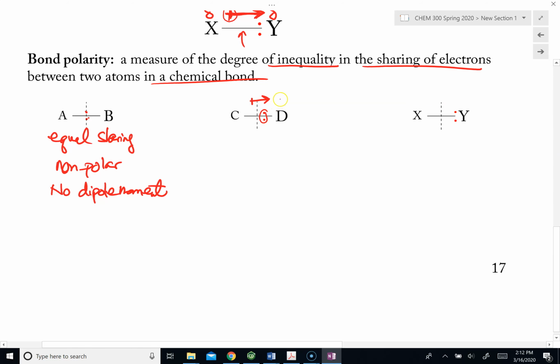Since atom D is gaining slightly a small amount of electron, it becomes partially negative, and this one becomes partially positive. But the signs of this partial negative and positive are small because it is only slightly unequal. So again, this is slightly unequal sharing of electron, and therefore we have a small dipole moment.